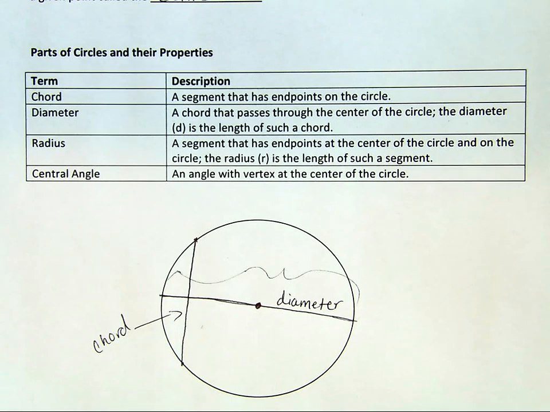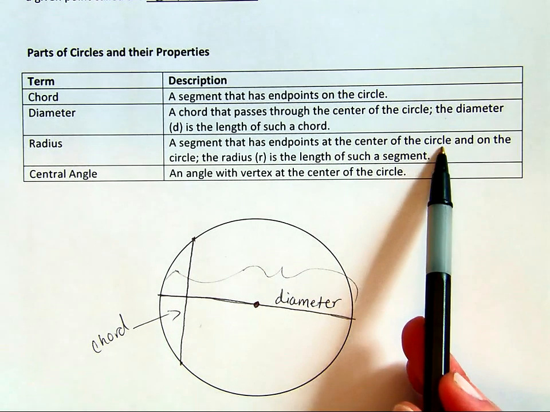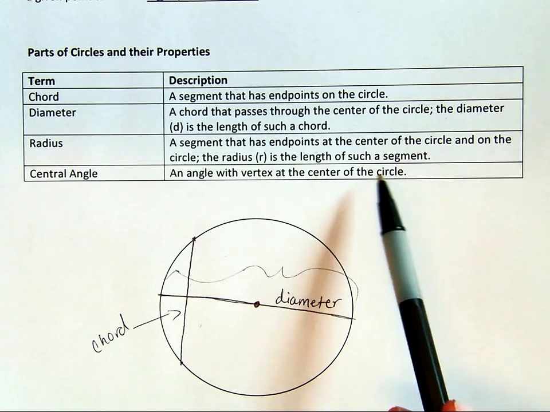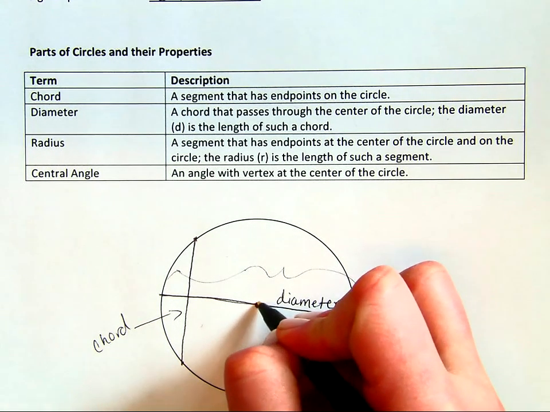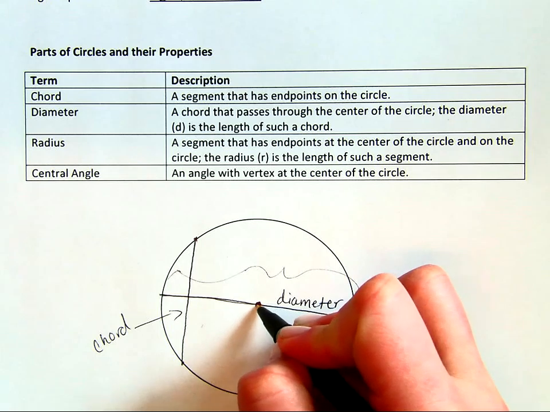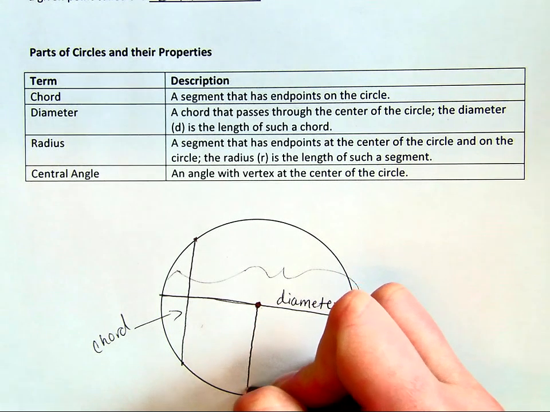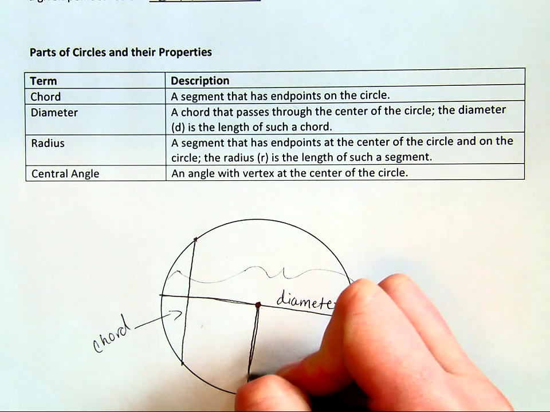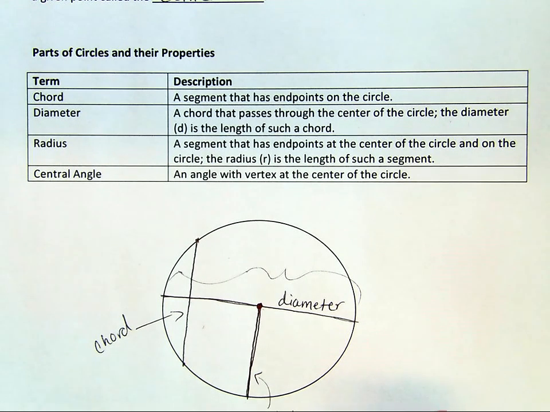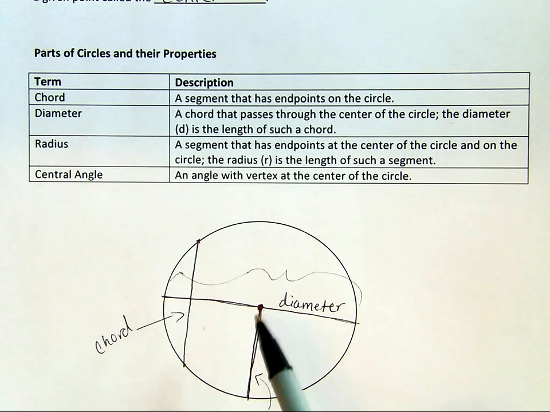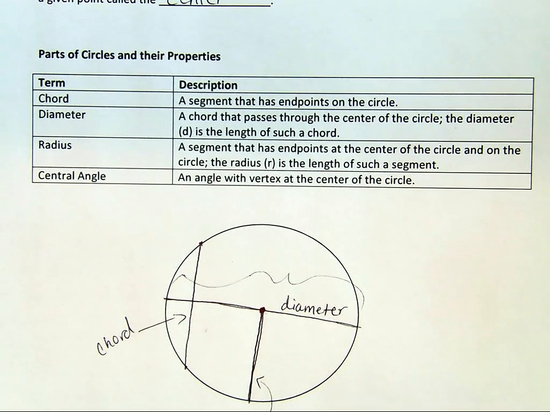All right, next we have the radius. This is a segment that has endpoints at the center of the circle and on the circle. The radius r is the length of such a segment. So the radius is going to go from the center to any point on the outside of the circle. So this we'd call a radius. Now I could have had my radius right here, or right here. As long as it starts in the center and goes to the end of the circle, it's a radius.